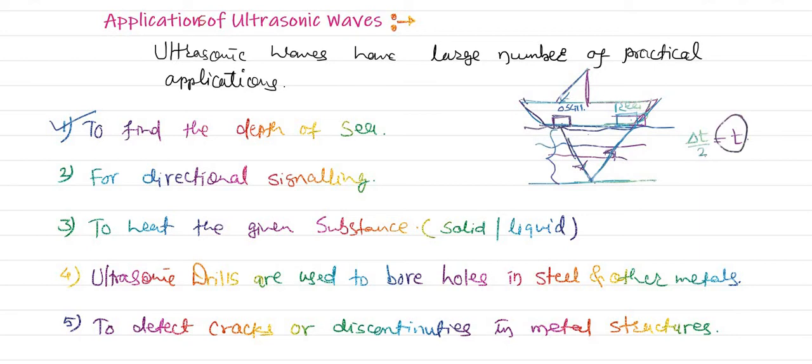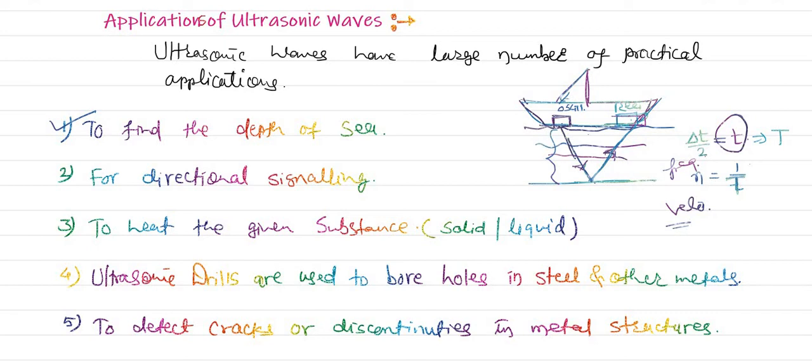Once we have the time, we can find the frequency. Frequency is equal to 1 by time period. The time period is the time required for one particular cycle, and 1 by the time period gives you the frequency. Once you know the frequency, the velocity of the ultrasonic wave is known to us, or we can find it by using the acoustic grating method.